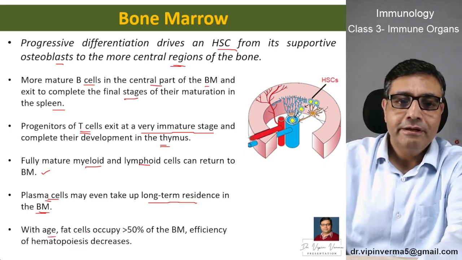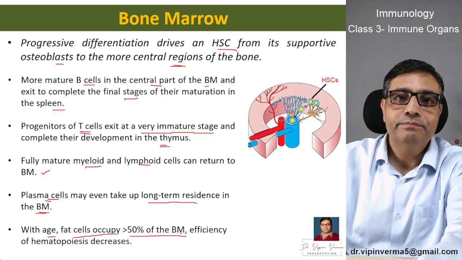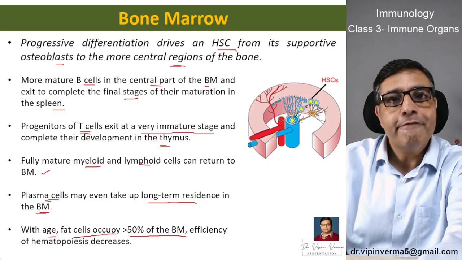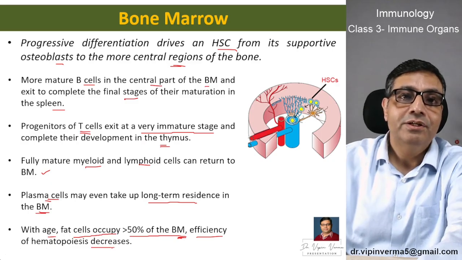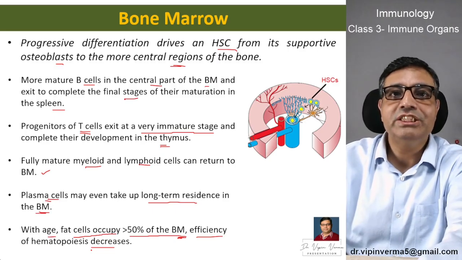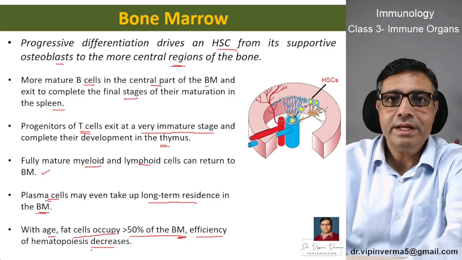With age, fat cells occupy more than 50% of the bone marrow. As we age and get old, our bone marrow cells are slowly replaced by fat cells, so the efficiency of hematopoiesis decreases. We don't have as much healing power or regenerative power of the blood cells as we age. The more we age, the more the efficiency goes down.